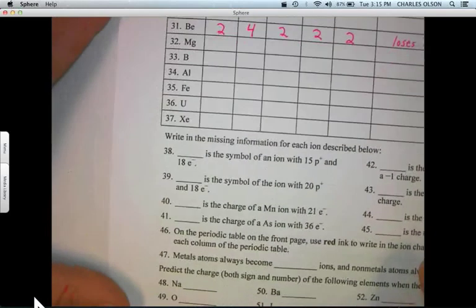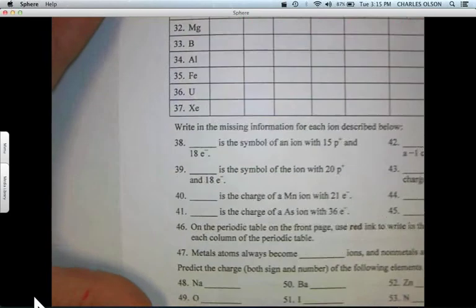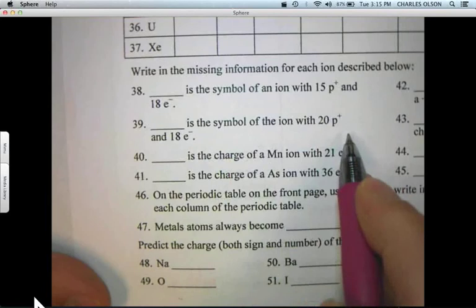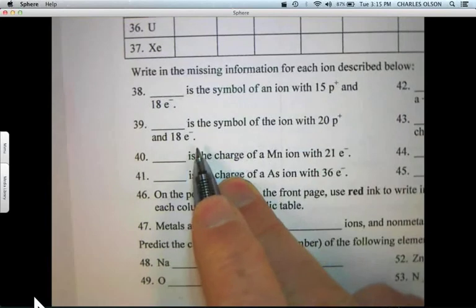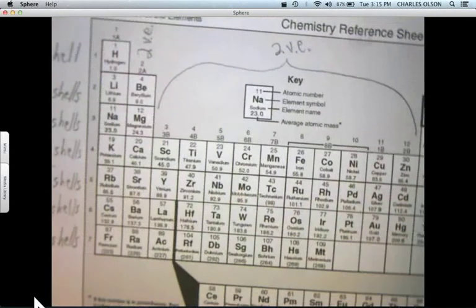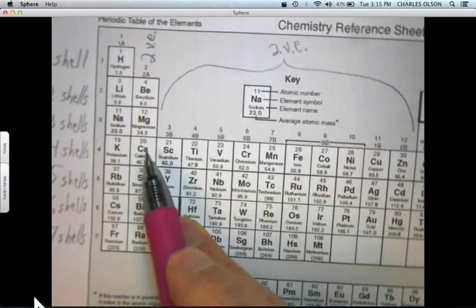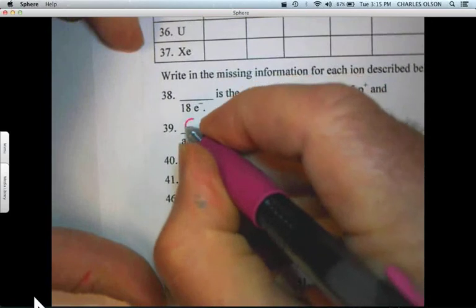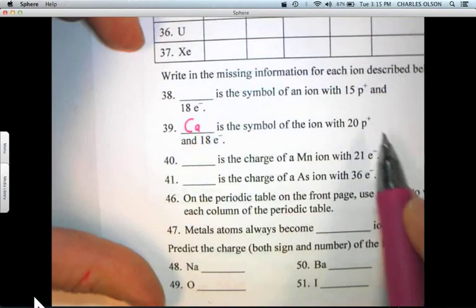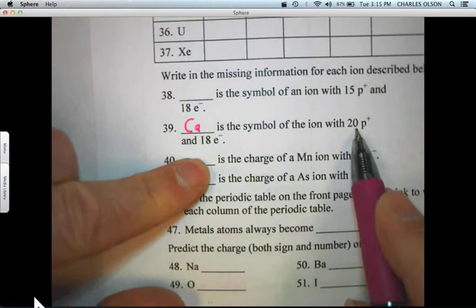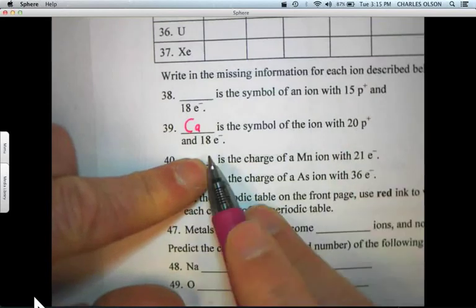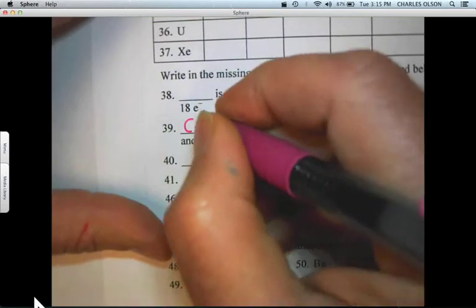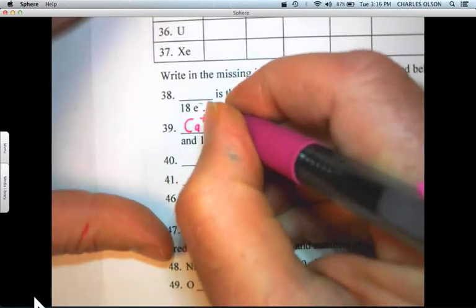Let's jump down and answer question number 39. Question 39, an ion with 20 protons and 18 electrons. 20 protons, that's atomic number 20. That's calcium. And so Ca is the symbol, but we need the charge. And with 20 protons and 18 electrons, it has 2 extra protons, so a charge of +2, which we write as a superscript, +2.